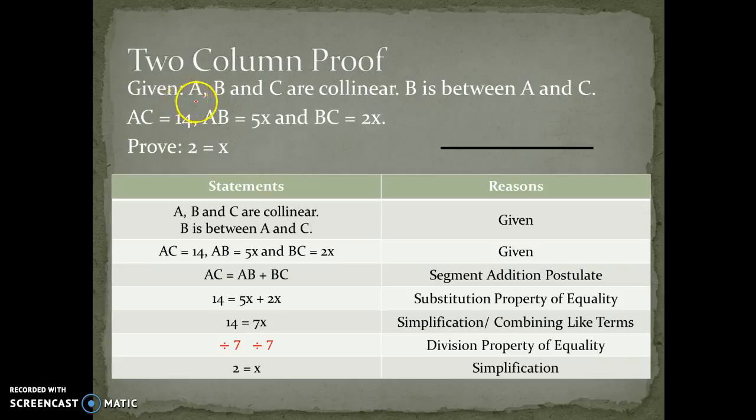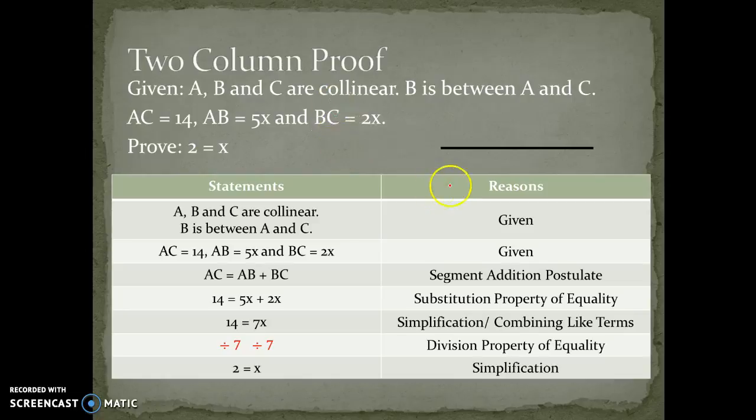So we're given that A, B, and C are collinear. B is between points A and C, and we're also given the lengths of each of the segments. So in the end, what we want to prove is that 2 equals x, or x equals 2. That's the same statement there.